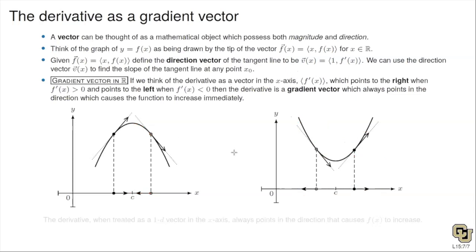So this interpretation of the derivative as a vector in the x-axis is a really important one. And we don't do it in Calc 1, but it comes up later in Calc 3. And it has this wonderful property that it always points to the direction where the function increases immediately. What do I mean by immediately? I mean the fastest. Here, that doesn't make sense when you're dealing with two-dimensional curves. But think about climbing a mountain. What's the fastest way to get to the top? The steepest way is the fastest way to get to the top. And that's the direction the gradient vector usually points in. The steepest way, the fastest way to get to the top.